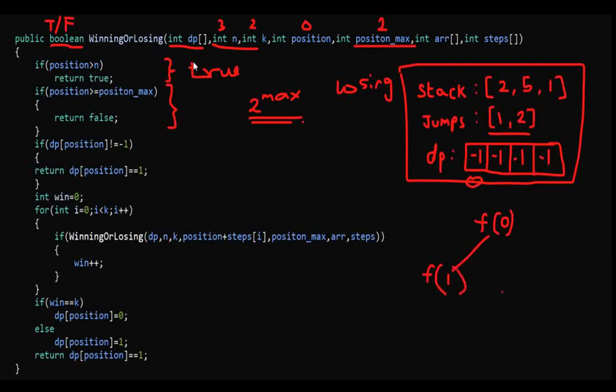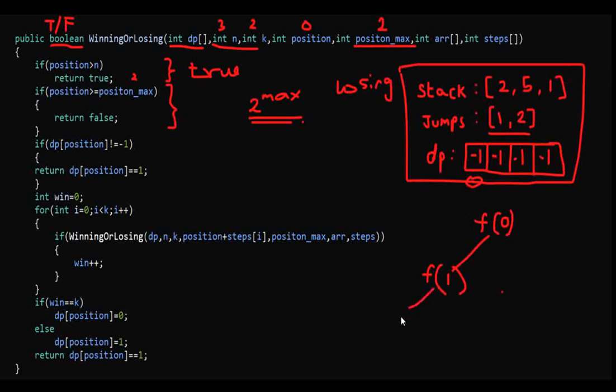Right, so we start again with position 1. So position 1 is not greater than n, so we'll not return anything. Position 1 is not greater than or equal to position max. Over here position max is 2. So it's not greater than or equal to 2, so we ignore this step also. And the first position is not being set in the DP array, so we'll skip this part too. So now we again start this loop. So again f of 1 is going to make a call to this recursive function.